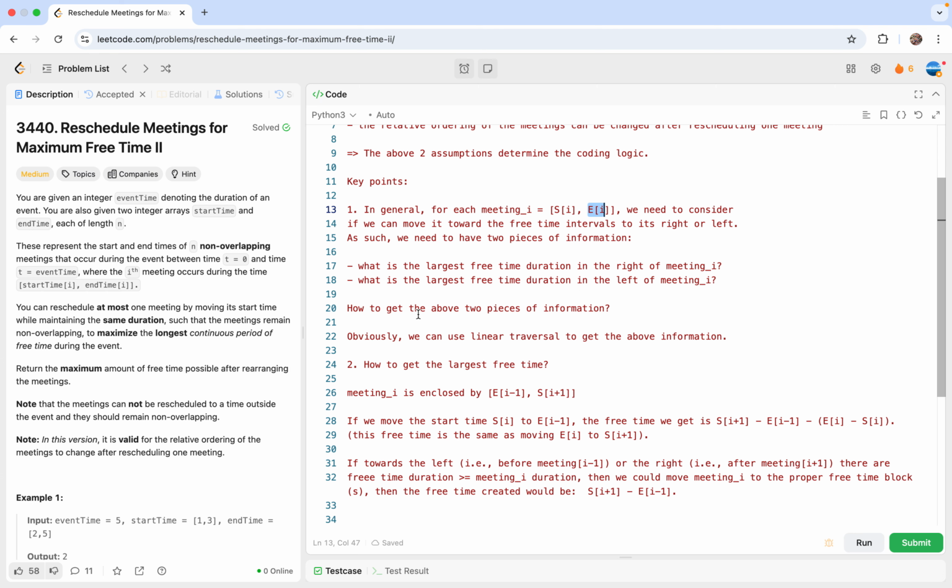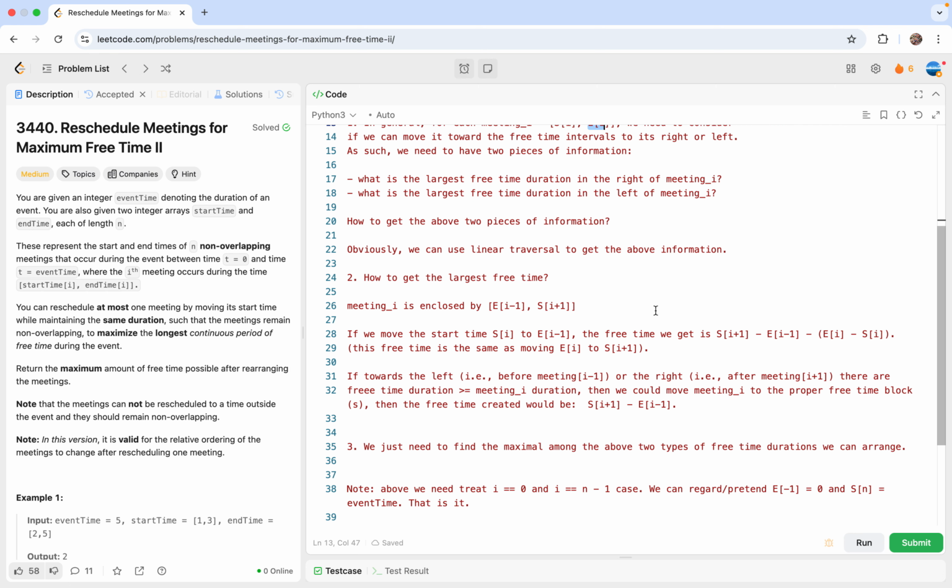And then how to get the two pieces of information above. Obviously we can use a linear traversal to get the above information. Actually we can use some running variables, but for the purpose of teaching or demonstration, I'm going to use some redundancy. Our goal is to make the logic clear. So this is point one.